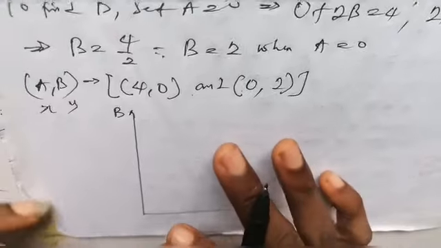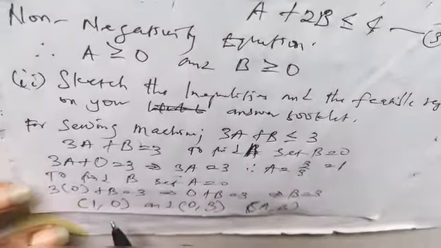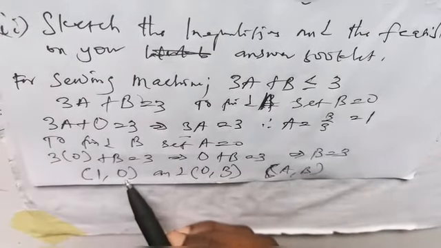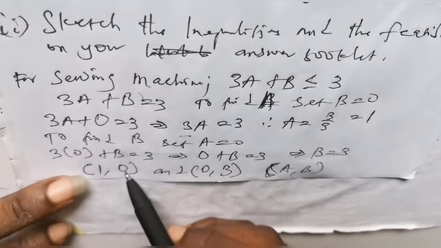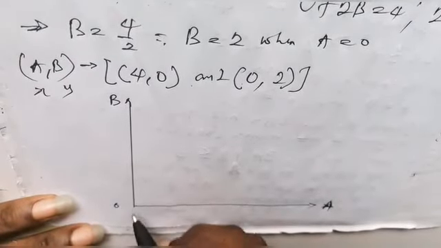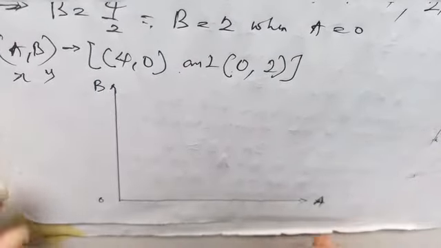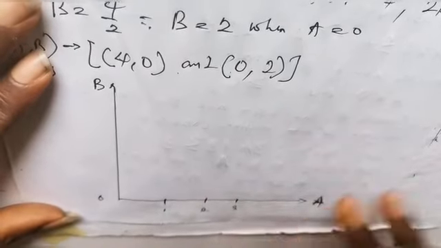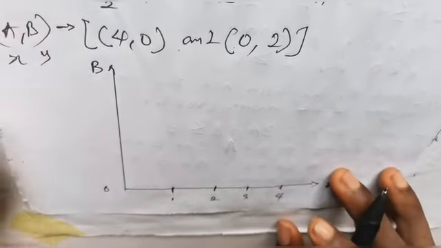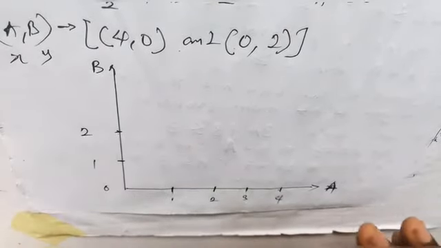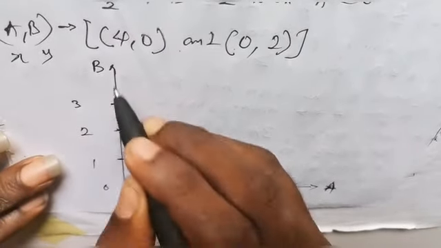Now let's start with the coordinates of the sewing machine. The sewing machine has (1, 0) and (0, 3). That is, when a is equal to 1, b is equal to 0, and when a is equal to 0, b is equal to 3. So a is 1, b is 0. Let's start with that. When b is 0, this is the origin where everything is 0, and a is given as 1. So let's calibrate these points. We can call here 1, call here 2, call here 3, call here 4, and so on. Let's also calibrate those of b: call here 1, 2, 3, 4. Mind you, we're not using a graph sheet, so it was stated clearly to do this on your answer booklet.